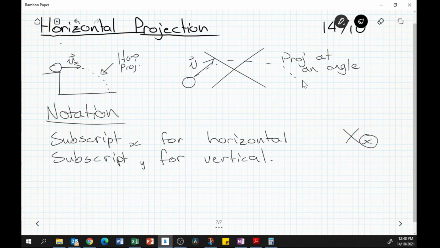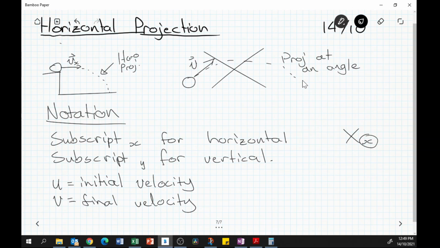And then the following: u equals initial velocity. So if it's u_x, what is it? If it has a little x there, it's initial velocity in the horizontal. If it has a little y there, it's initial velocity in the vertical. Okay. v, final velocity. Okay. a, acceleration, obviously. And again, all of these things can be dictated to be either horizontal or vertical.